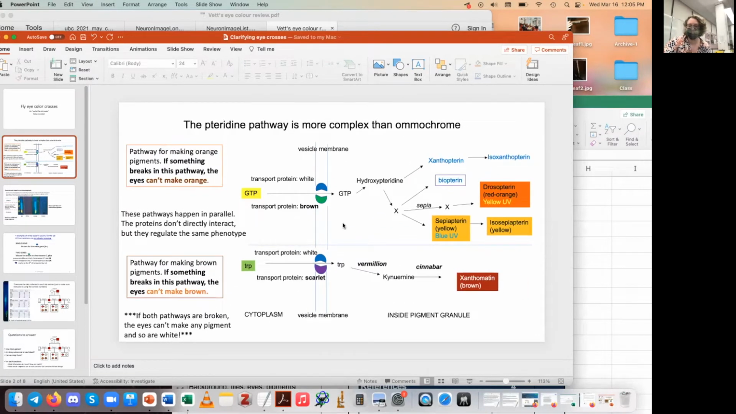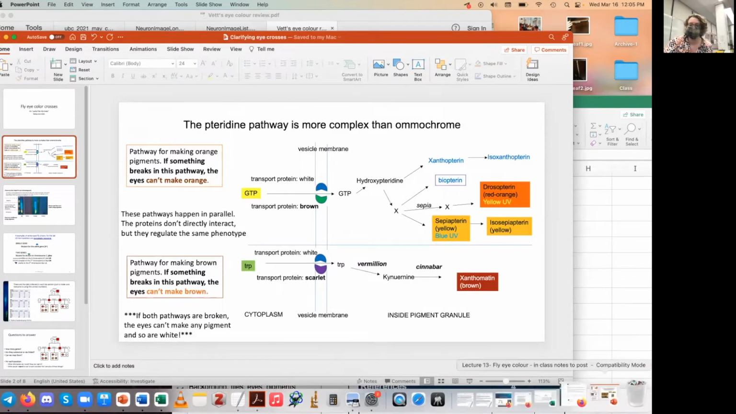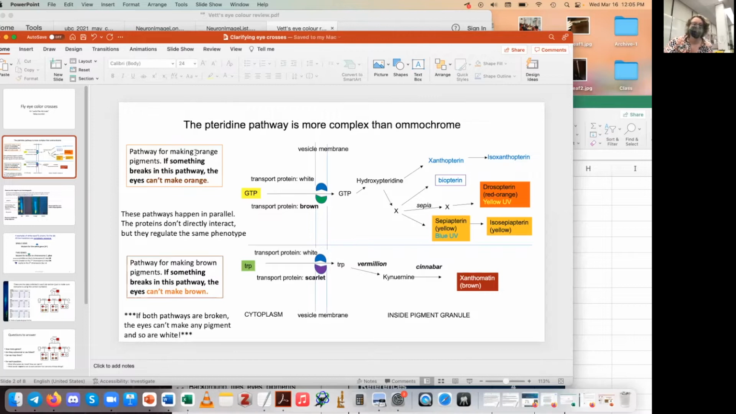This thing is in the Fly Eye Lecture 13 eye color thing. This first slide, slide 2, looks like a chaotic thing. I'm just breaking it down a little bit here. There are 2 parallel pathways going on. One regulates orange and yellow pigments, and the other regulates brown pigments. They happen in parallel. So these proteins don't directly regulate each other and interact, but they affect the same phenotype, eye color. So they blend essentially.